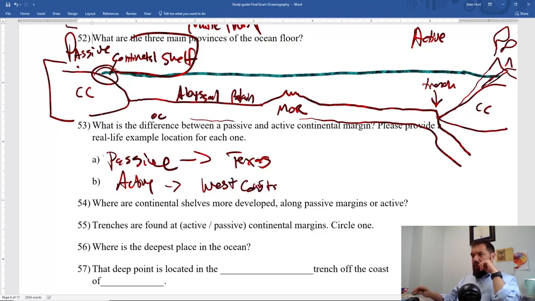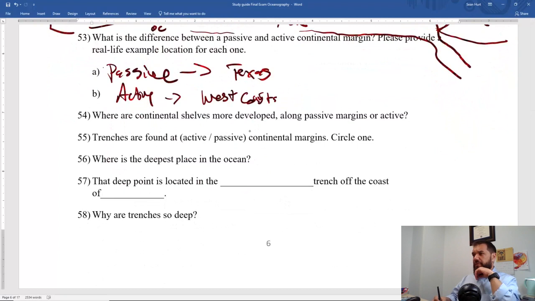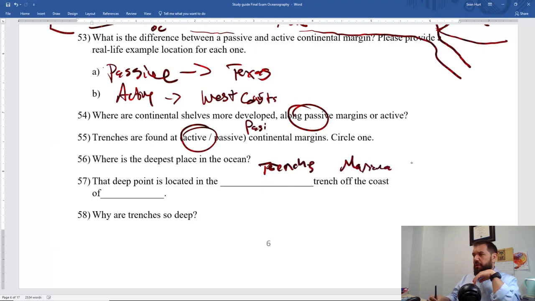Okay. Now, where are continental shelves more developed? They're more developed along passive margins. Trenches are found at active margins. Okay, where's the deepest place in the ocean? It's in trenches. Specifically, it's in the Mariana Trench, and that is called Challenger Deep, right? So the deepest point of the ocean, we call that Challenger Deep, is located in the Mariana Trench off the coast of Guam. Okay, so it's in the South Pacific.